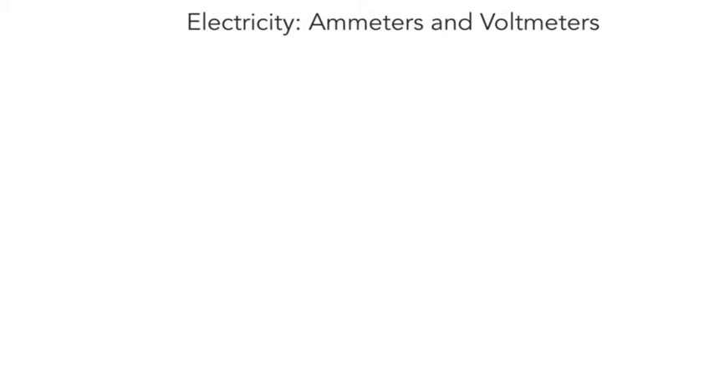Hi everyone, so in this video on electricity, we're really going to be looking at ammeters and voltmeters. So the first thing is what's an ammeter and what's a voltmeter. An ammeter is basically something that is measuring your current intensity in your circuit, which pretty much leads to the question, what does current intensity mean?